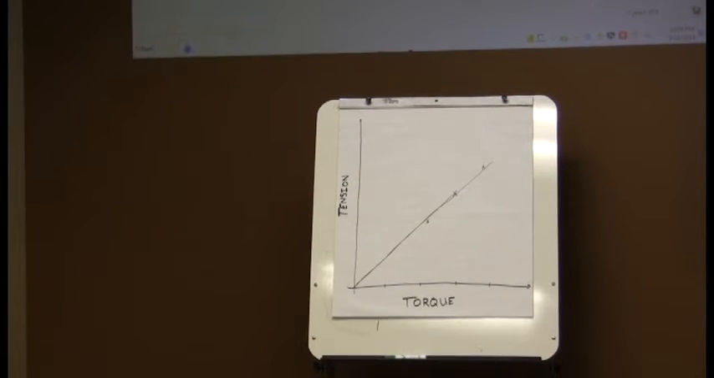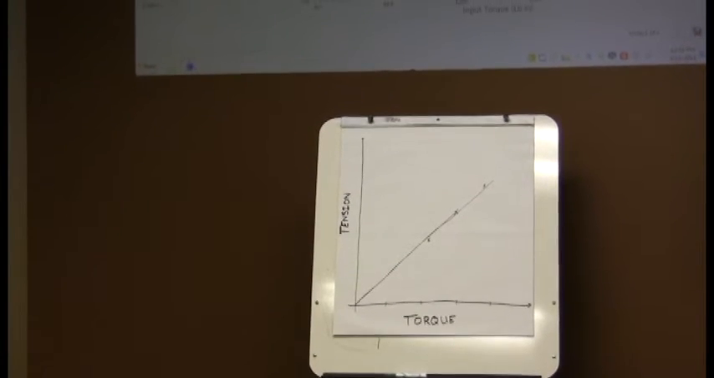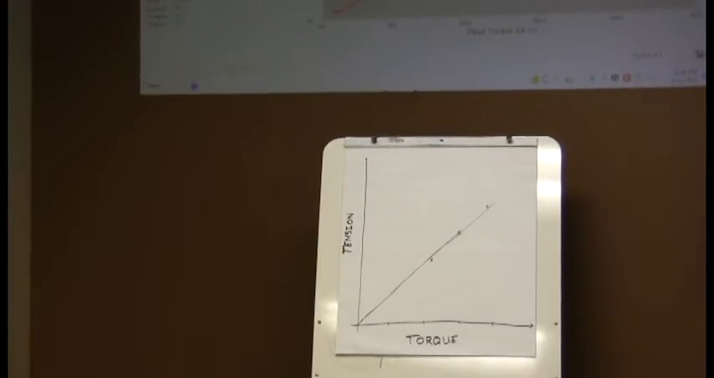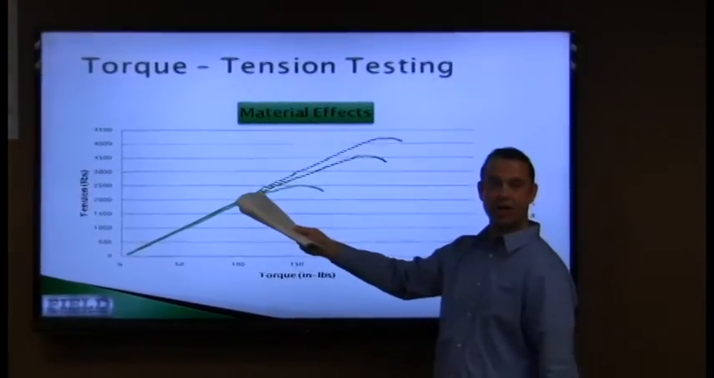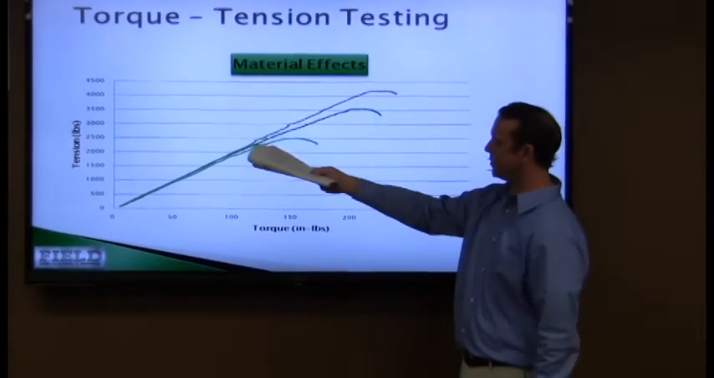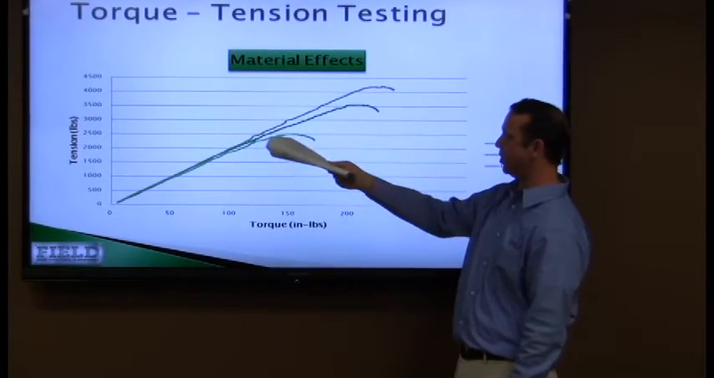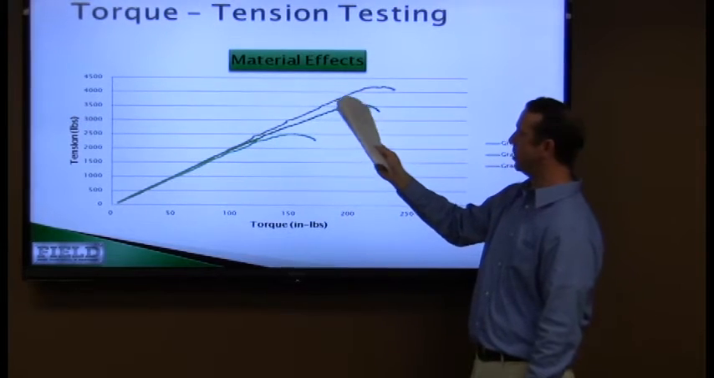Right here. Again, it's the same torque tension graph. We've got a grade 5, grade 8, grade 2 fasteners. They all fall along the same line, or the same slope line in the elastic region. The only difference is where your yield point starts to break off and you go towards ultimate tensile strength in all 3 of these right here.